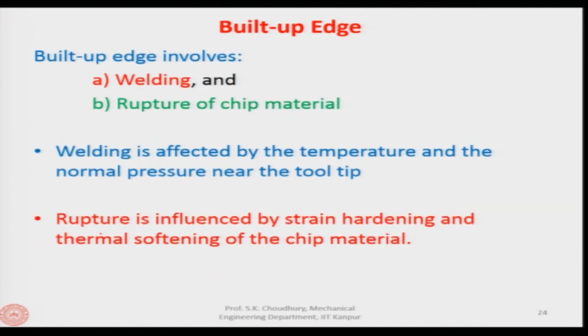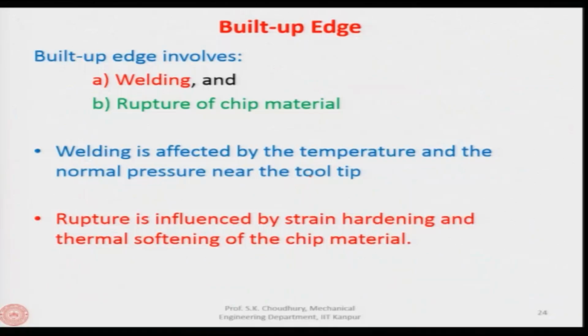Now, built up edge happens at a high pressure and high temperature, therefore, the mechanisms responsible for the built up edge are the welding and the rupture of the chip material. All right. Now, the welding is affected by the temperature and the normal pressure near the tool tip, meaning that if the temperature is higher, normal pressure is high.